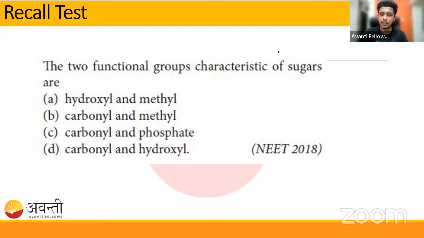Okay, before we start the topic, we have a question here. The two functional groups characteristic to sugars are: hydroxyl and methyl, carboxyl and methyl, carbonyl and phosphate, carbonyl and hydroxyl. I'll launch the poll. Try to answer the question. Okay, carbonyl and phosphate is the answer that is provided. Anyways, I'll wait for another 10 seconds.